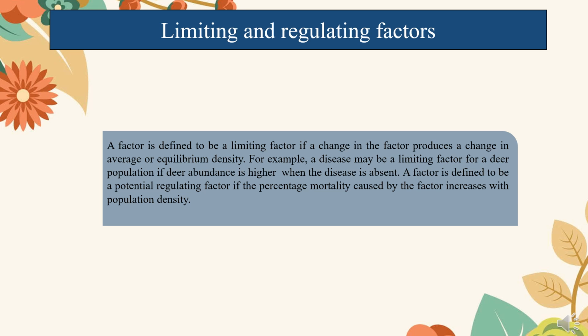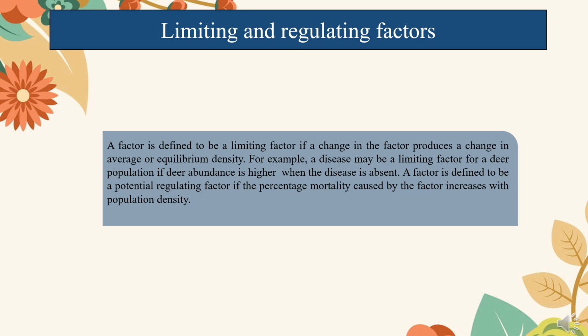A factor is defined to be a potential regulating factor if the percentage mortality caused by the factor increases with population density. For example, a disease may be a potential regulating factor only if it causes a higher proportion of losses as deer density goes up. Regulating factors must always be density dependent.